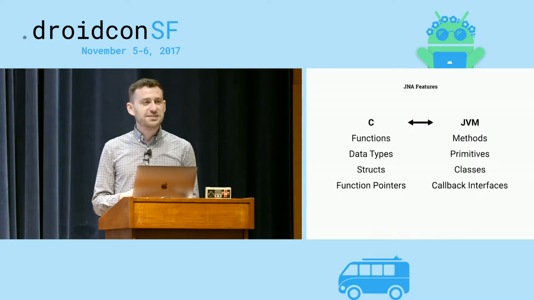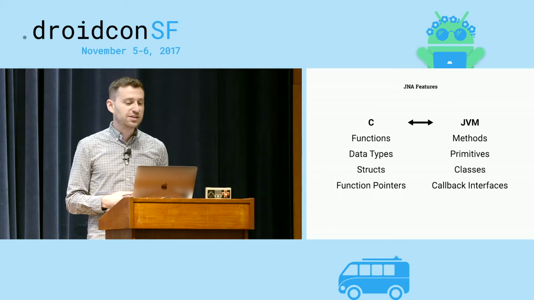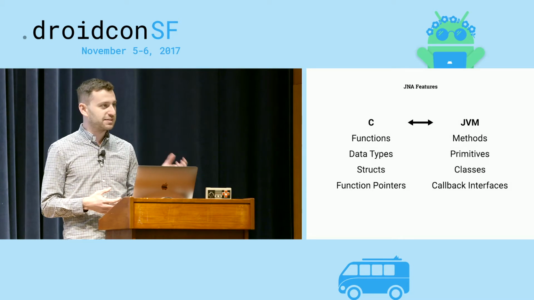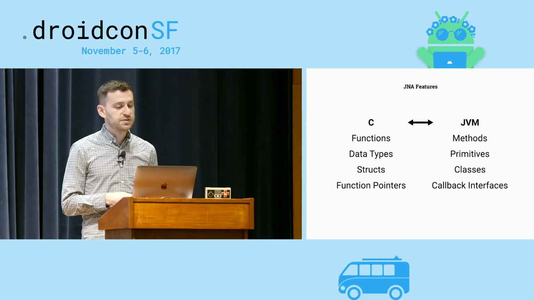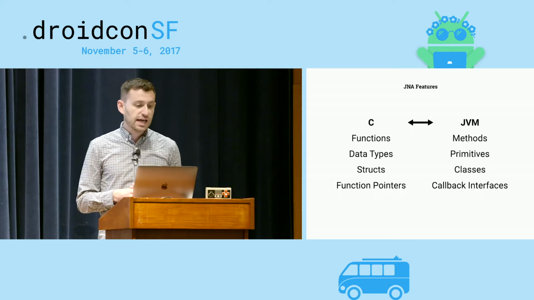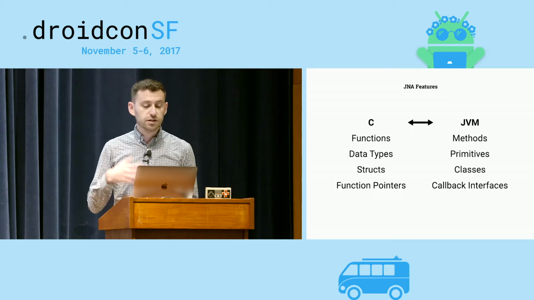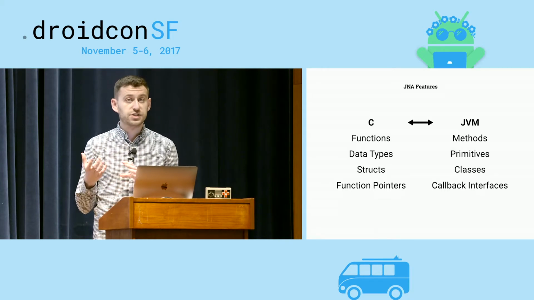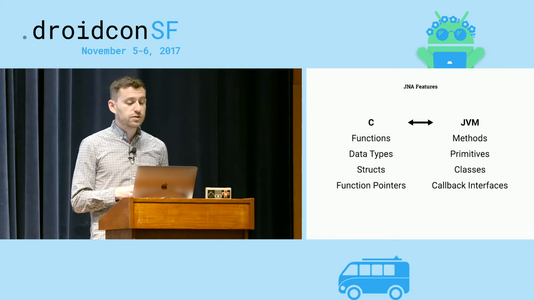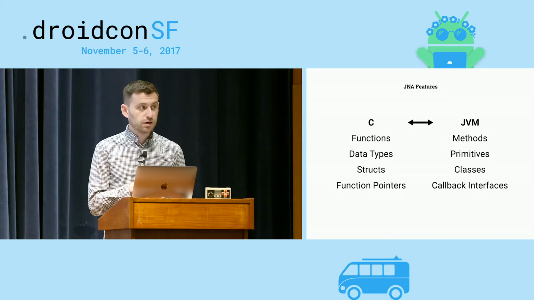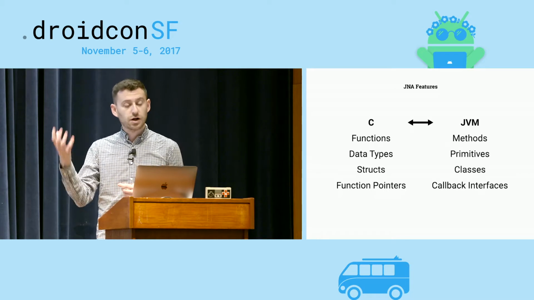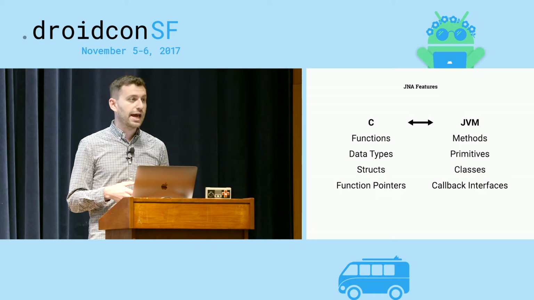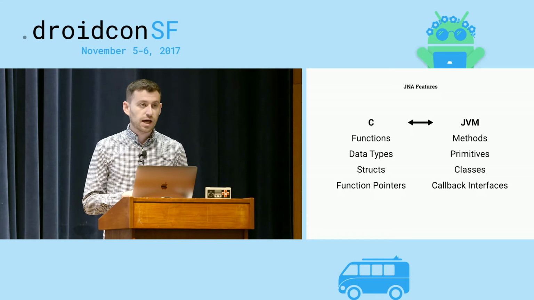So digging into some of JNA's features, I learned that it can automatically map between C functions and JVM methods. It can convert C types to and from JVM primitives. If you have a struct in C, you can convert that automatically to and from a JVM class. And there's also explicit support for C code that expects a function pointer so that you can implement a method in your high-level language, Java or Kotlin, and use it as a function pointer in C. And we'll see in a little bit why that's really important for this project.